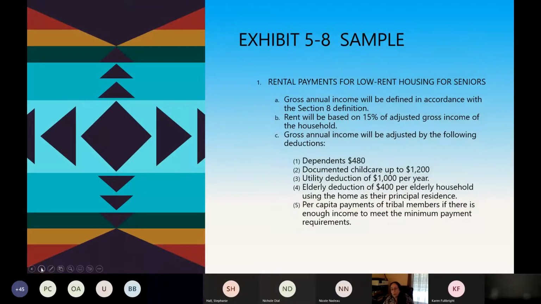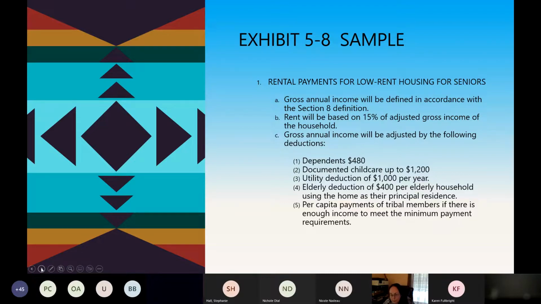So, rental payments for low rent housing for seniors. This is that sample. Gross annual income will be defined by Section 8. So it tells you how they're going to define it. Rents will be based on 15% of adjusted gross income for that household. Gross annual income will be adjusted by the following. We're going to give you $480 for every dependent, documented childcare up to $1,200 a year, utility deduction up to $1,000 per year, an elderly deduction of $400 per elderly household that uses that home as their principal residence. They might have snowbirds in this area.